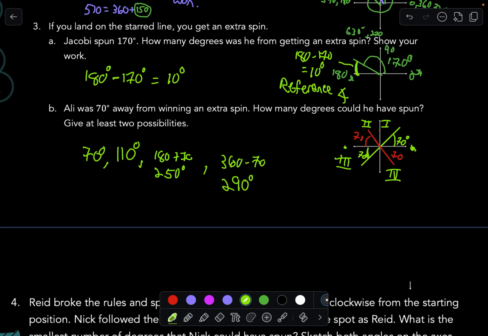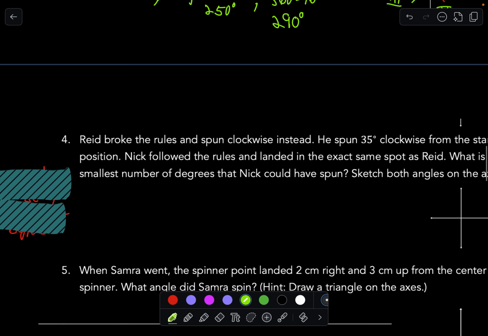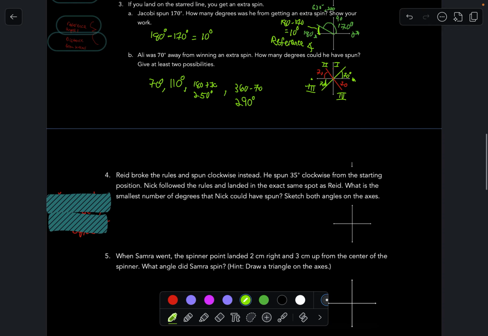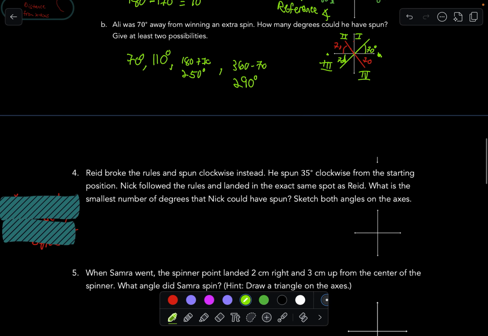So those are all possible winning angles. And then, of course, you can keep adding 360 to each of these numbers and get others, if you spin multiple times around. Those are all possibilities of the angles that he could have given. Obviously, just knowing that you're 70 degrees away from the x-axis is not enough information to give you a precise answer. All right, now that's all about coterminal angles and moving things.